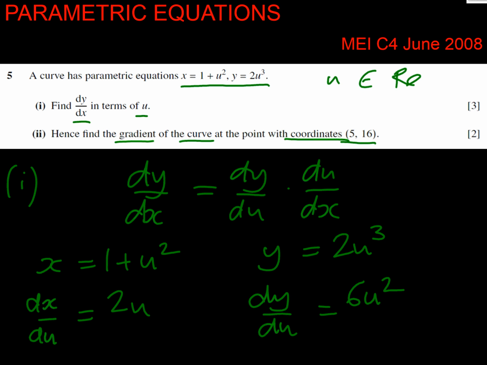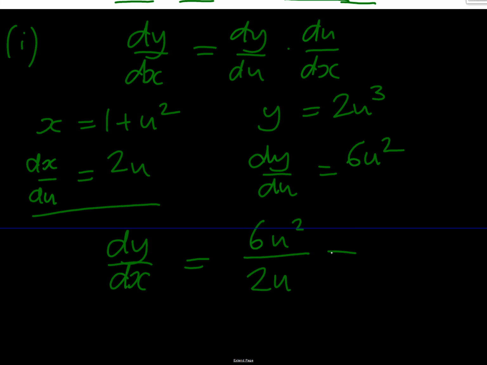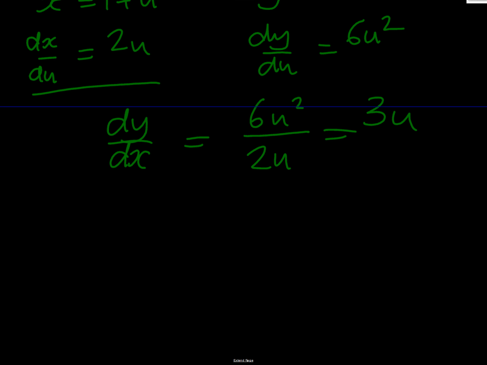Okay, how are we going to use those now? Well, we're going to substitute those into our equation at the top of the page. dy by dx equals dy by du, that's 6u squared, multiplied by du by dx. And if we're multiplying by that, we can effectively divide by the reciprocal, dx by du, which we know over here, so we can divide by 2u, and we end up with a first order differential, which will be our gradient of 3u.